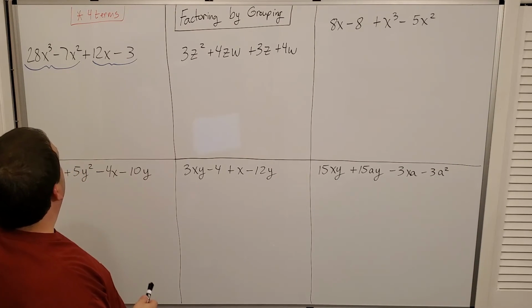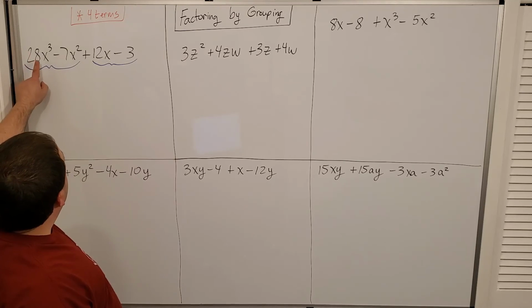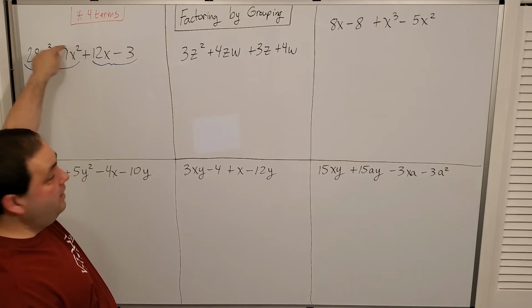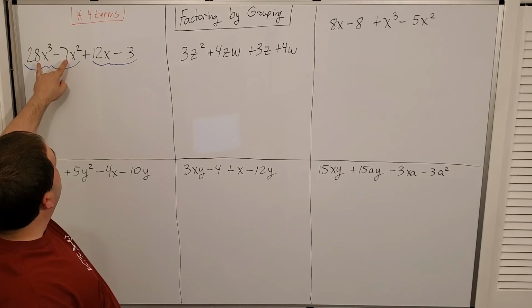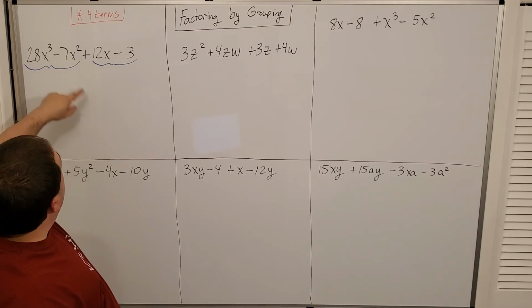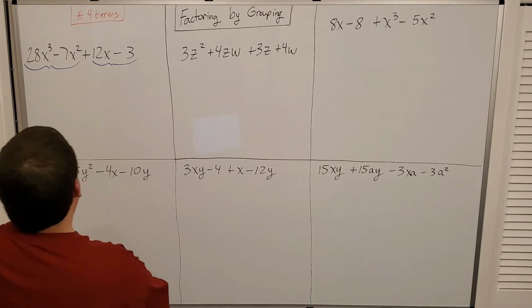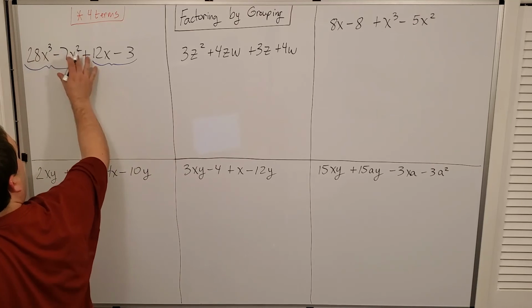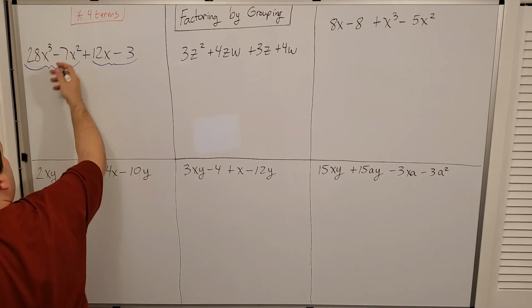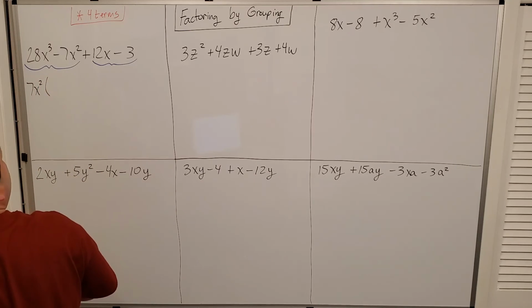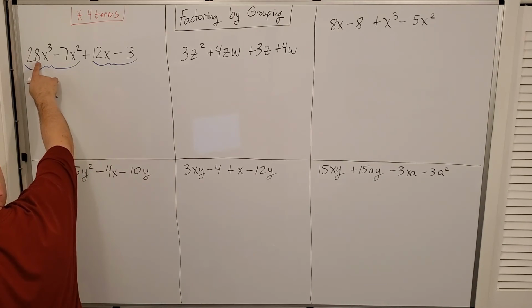In this case, I picked the front 2 because I noticed they both have x's. In fact, they both have x squared, right? Because squared is the lowest power of these 2. And I also noticed that they both will divide by 7. So that's what's making them a group. That's also what I'm going to factor out, 7x squared. So then I go ahead and do that.